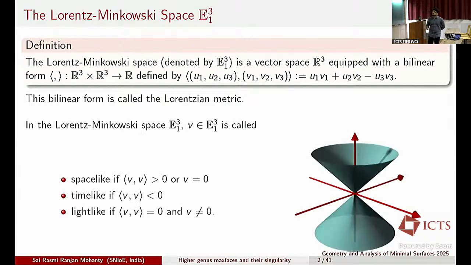In this Lorentz-Minkowski space, there are three types of points. Those points outside of the double cone, including the origin, are called space-like points. Those points inside the double cone are called time-like points, and those points on the double cone, excluding the origin, are called light-like points.